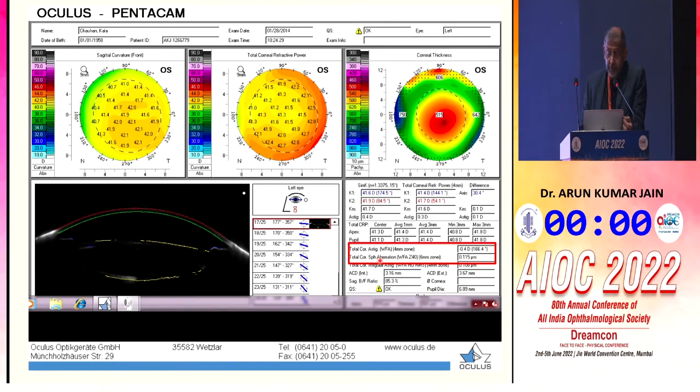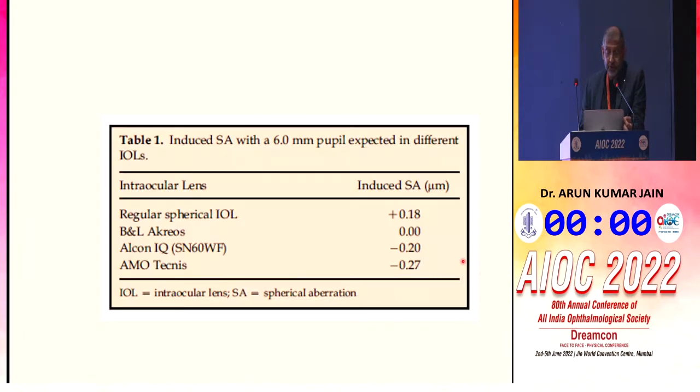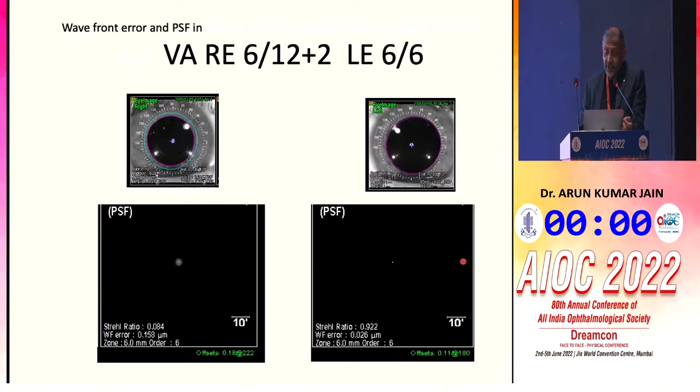In this map, if you look here, this gives us the total spherical aberration at 6 millimeter zone. So normal is around 0.27 micron. So depending upon that, one can choose a spherical IOL, and different IOLs have different magnitudes of asphericity.